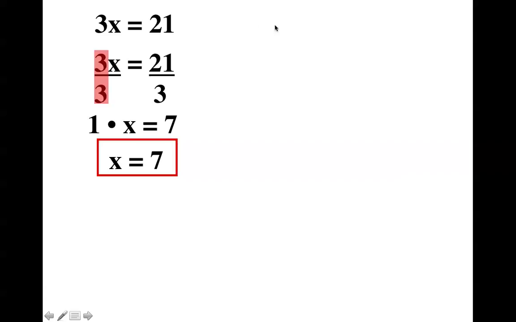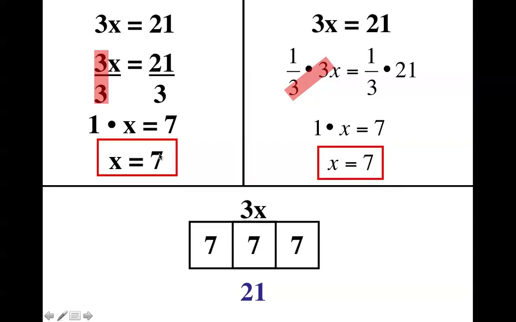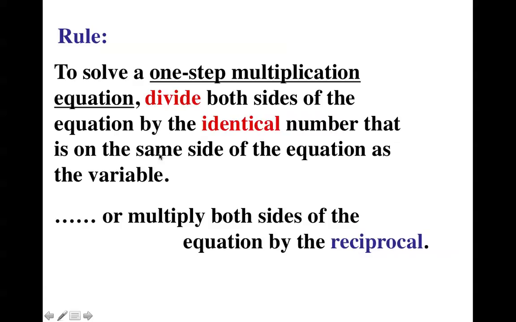Here's a great one where we have 3x equals 21, and if I divide both sides by 3, I get the x by itself, and then 21 divided by 3 gets me 7. I could multiply both sides by a third. Once again, that would get me down to 1x, and that also gets me x equals 7. Or I could use the box method. So the rule for this is that to solve a one-step multiplication equation, divide both sides of an equation by an identical number that is on the same side of the equation as the variable. Or you can multiply both sides by the reciprocal if you wanted to do that.